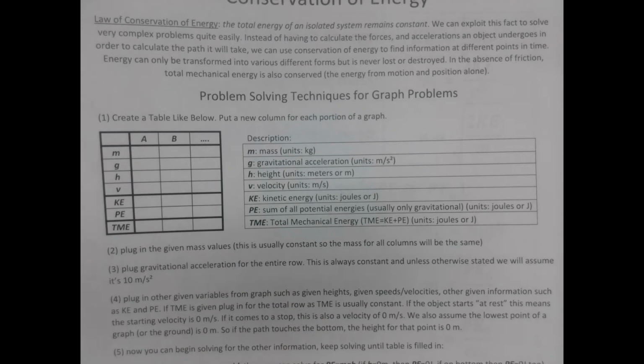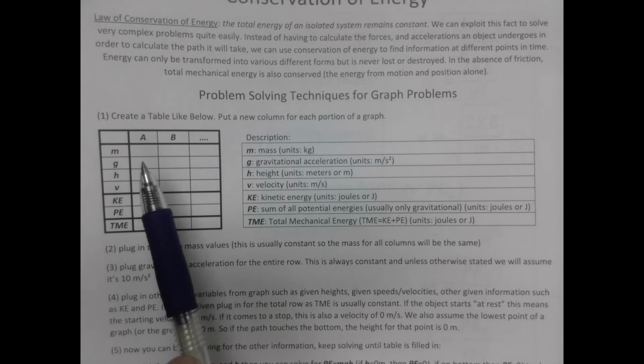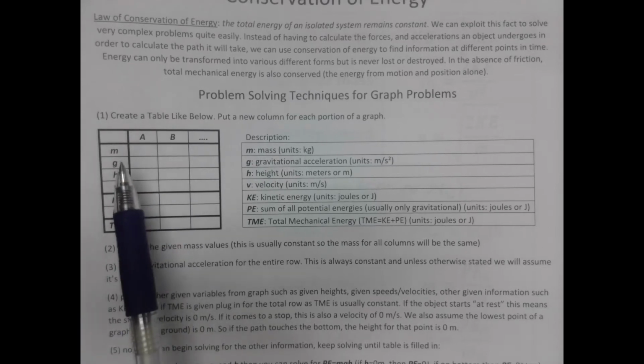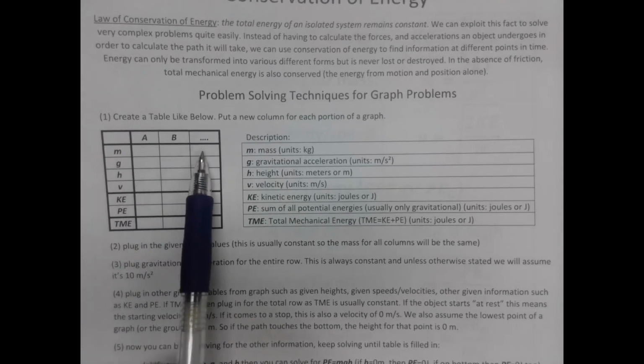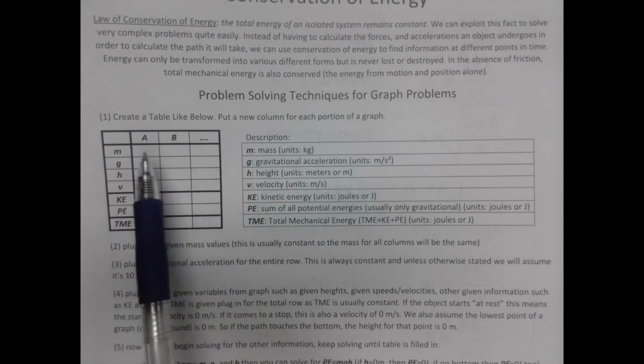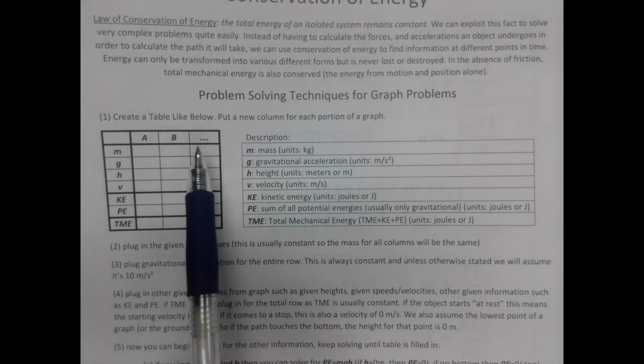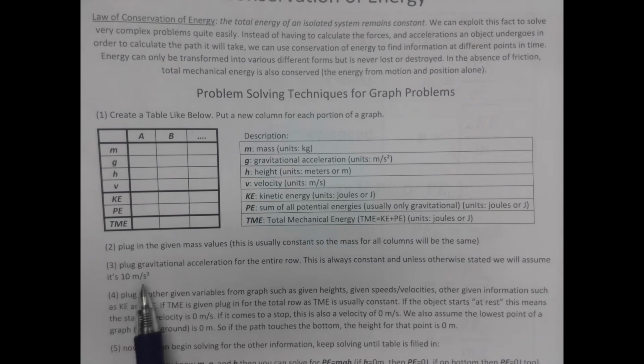Once you create this table, we plug in given mass values. So usually mass is given to you always. We just fill it across the entire row. So we come over here, if the mass of the object is 50 kilograms, we write 50 kilograms, 50 kilograms, 50 kilograms across the entire row, because the mass usually doesn't change. Then we plug in a gravitational acceleration for the entire row. That's because the acceleration due to gravity never changes over time.